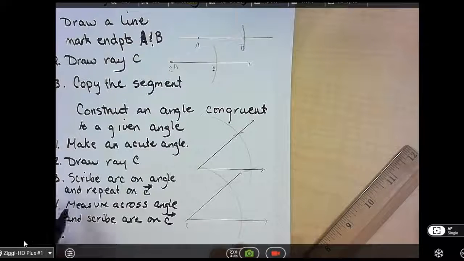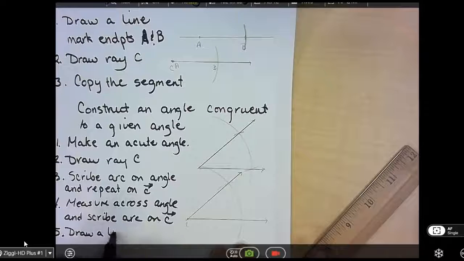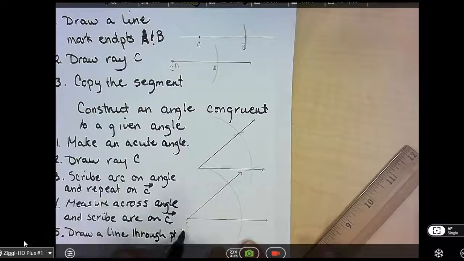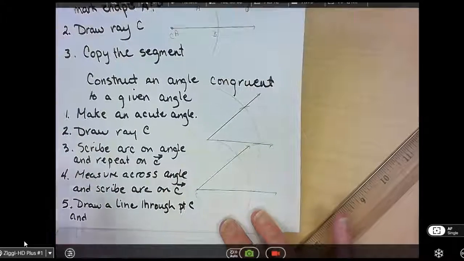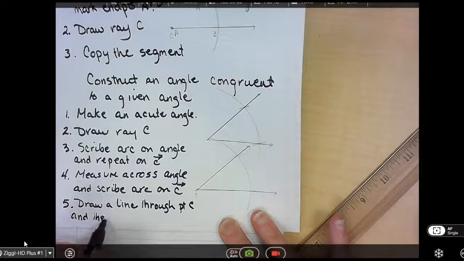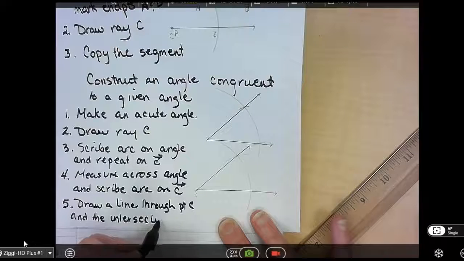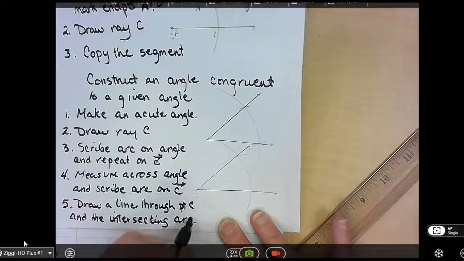So step 5, draw a line through point C and the intersecting arcs. Whew.